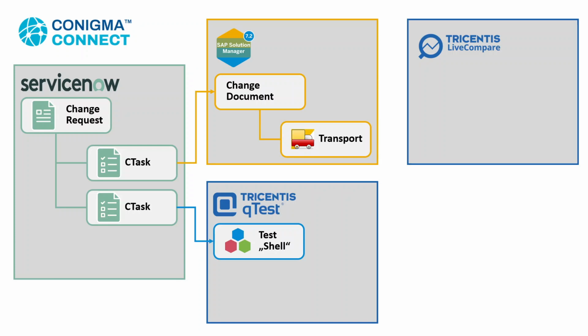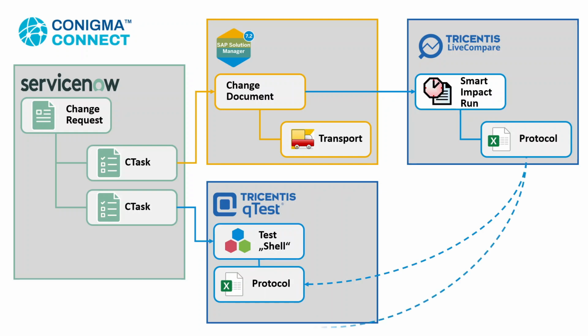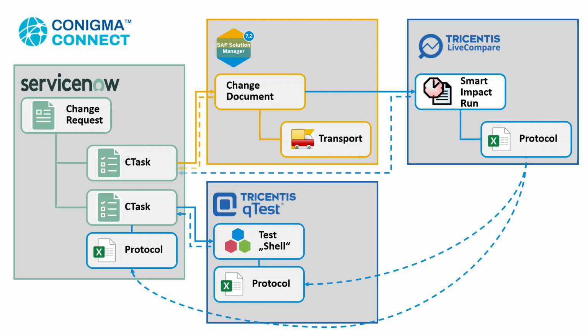Pressing the corresponding button in SAP Solution Manager starts a LiveCompare Smart Impact run, which commences a set of protocols. Automatically, via Conigma Connect, these protocols are copied to qTest and/or also copied to ServiceNow. They are linked to the original qTest test suite and/or the ServiceNow test task. Additionally, based on Conigma Connect, all other information will be bi-directionally synchronized, such as status changes and so on.